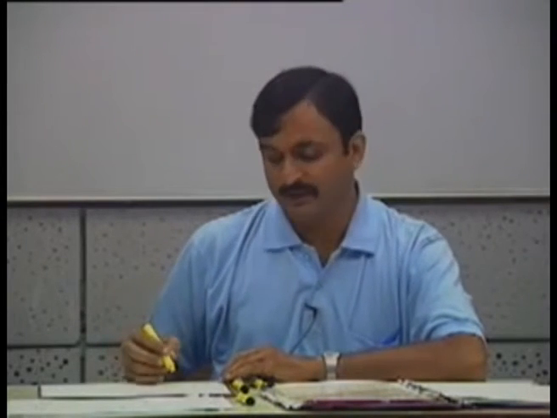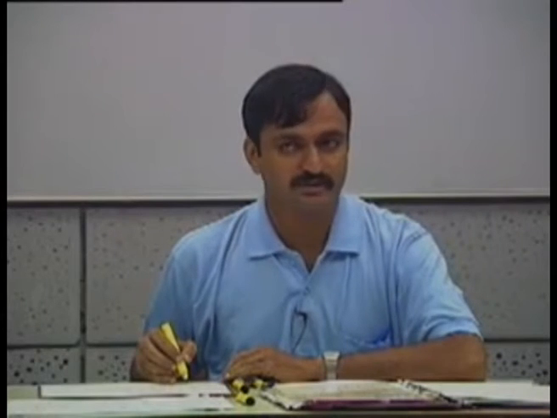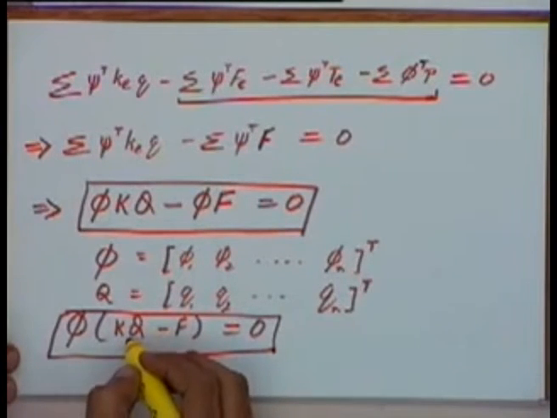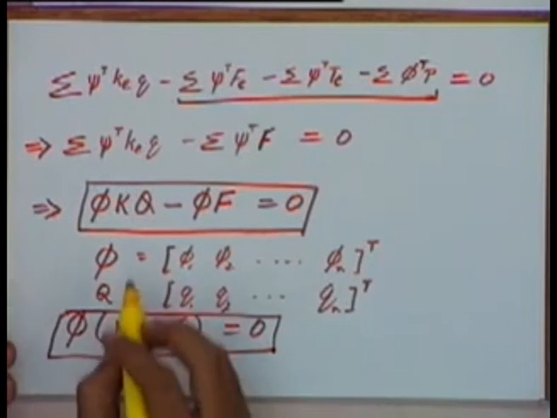The final expression for the stiffness matrix, force matrix, and the resulting values that we will get for q will be the same irrespective of whether we use the Rayleigh-Ritz method or the Galerkin's approach. Okay, any questions on the Galerkin's approach?